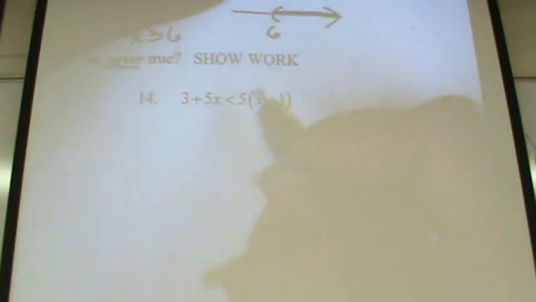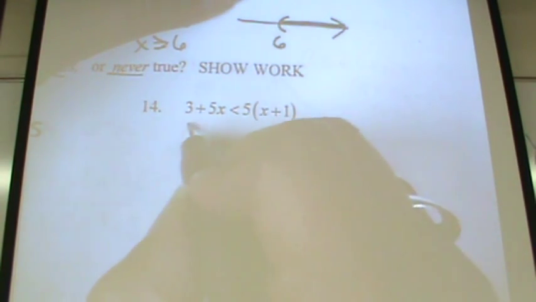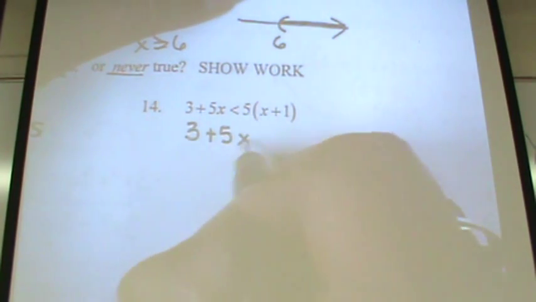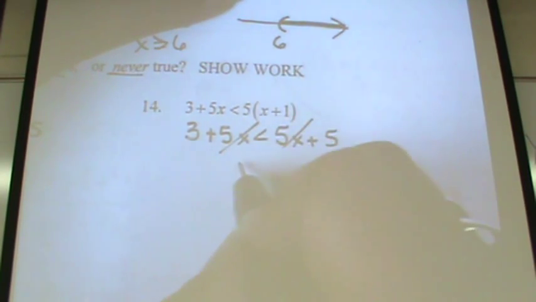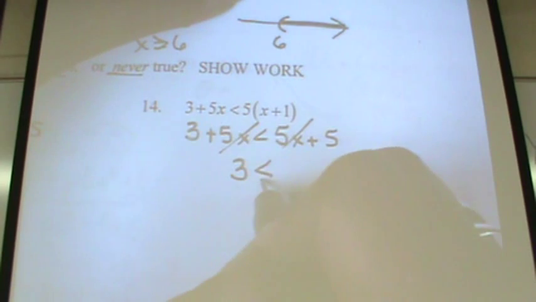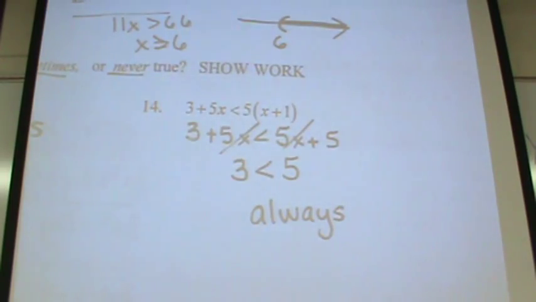For number 14, we're going to distribute this 5 on the right side. These 5x's cancel. Now ask yourself, is 3 less than 5? Yes, it always is less than 5. 3 is always less than 5.